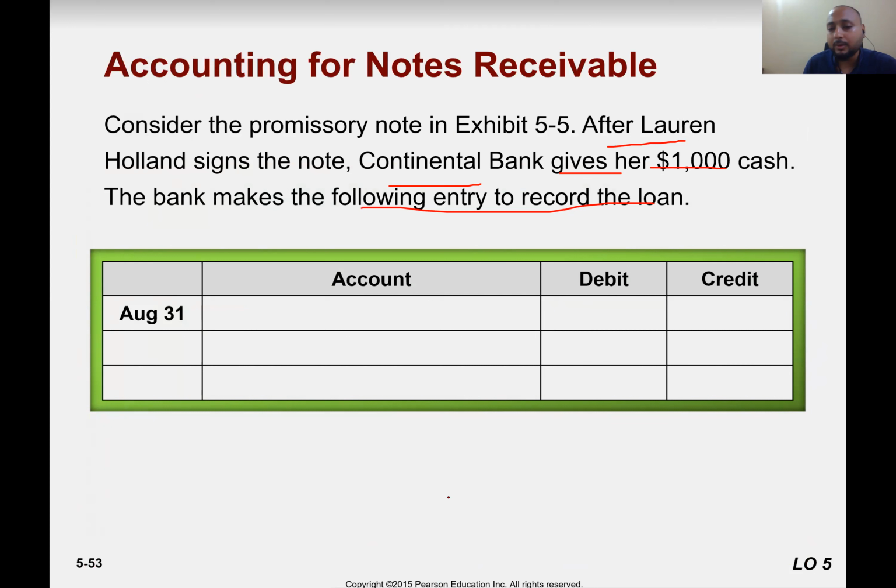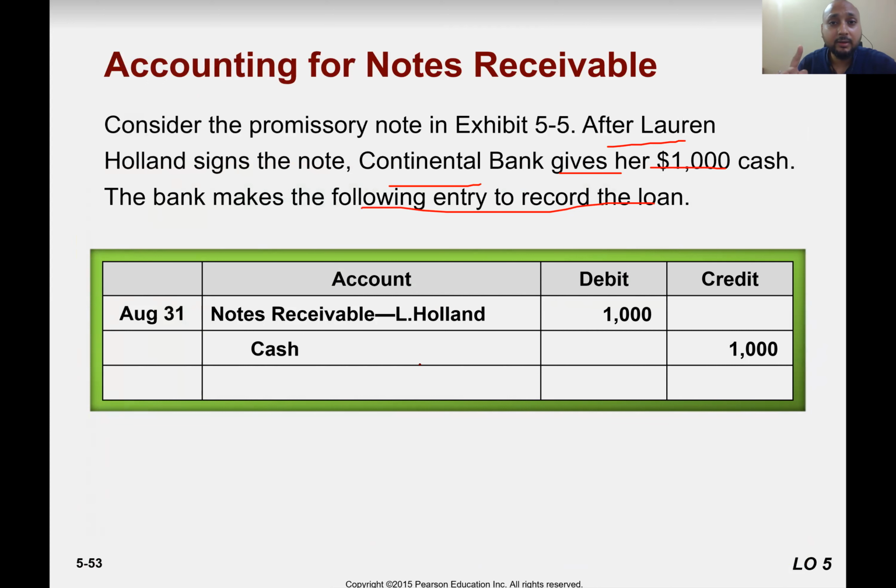So now the company is like a bank. The bank is giving you cash and you write down the promissory note. So what is the entry? Notes receivable to cash. Cash is going out from the business. Cash is going down. Cash is on the credit side. Receivable rises. So receivable is our asset.